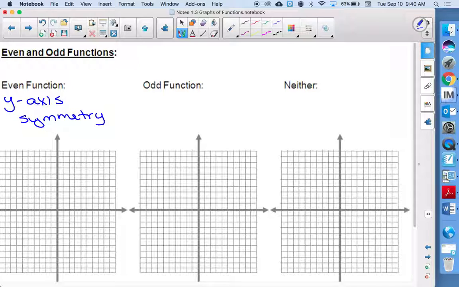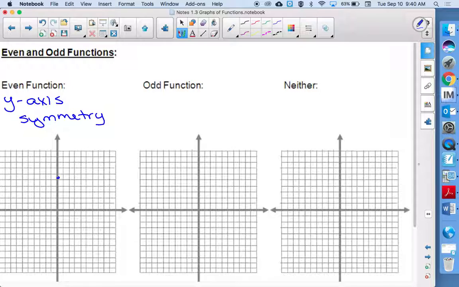What type of graph would have y-axis symmetry? So think of a graph. What would it mean if it has y-axis symmetry? What's symmetry mean? The same. So what graph would have y-axis symmetry, where the same thing is on the left and the right? Garrett? Parabola. Yeah, a parabola.